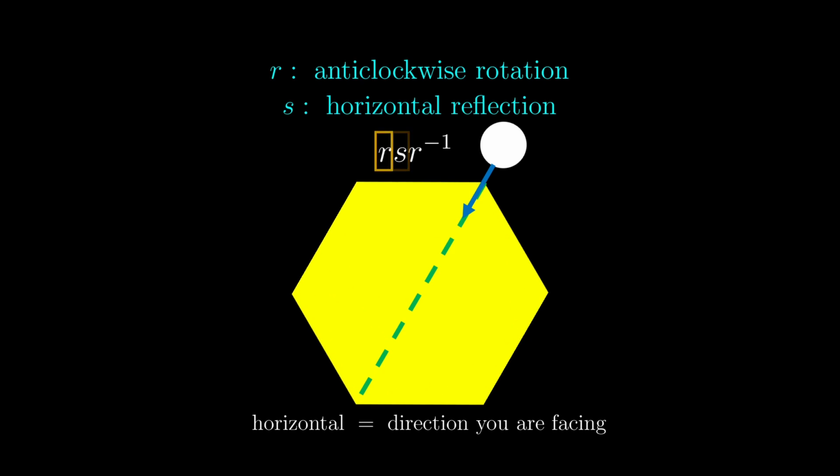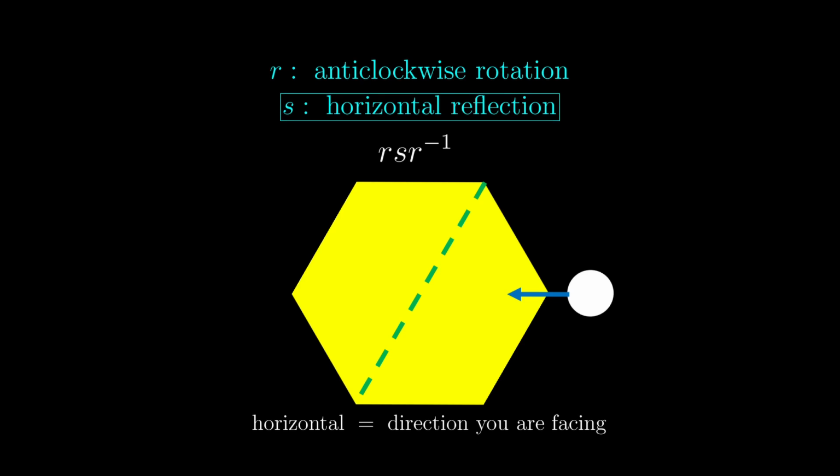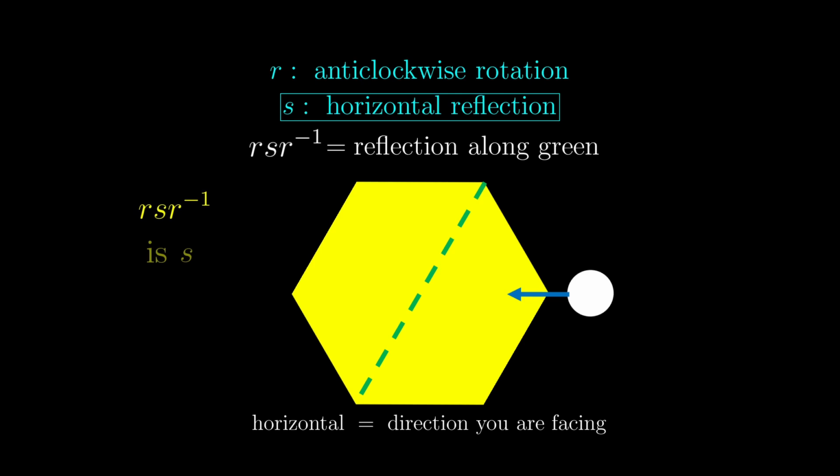So now we need to do an anti-clockwise rotation, which is again the same as shifting the perspective. This time we shift the perspective back to what we started off with. Now notice that what we have done is reflecting along the screen axis. So before conjugation, S itself is a reflection along the horizontal axis, but after conjugation, it becomes a reflection along the green axis. So S being conjugated is still S, just viewed in a different perspective.